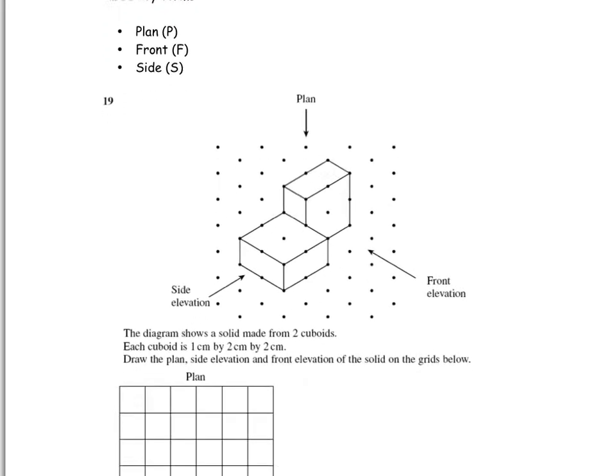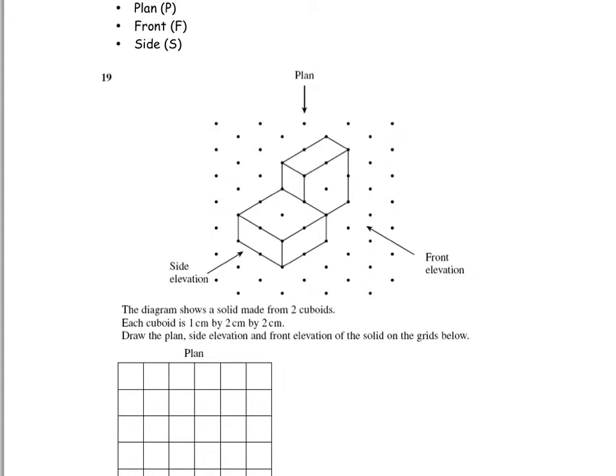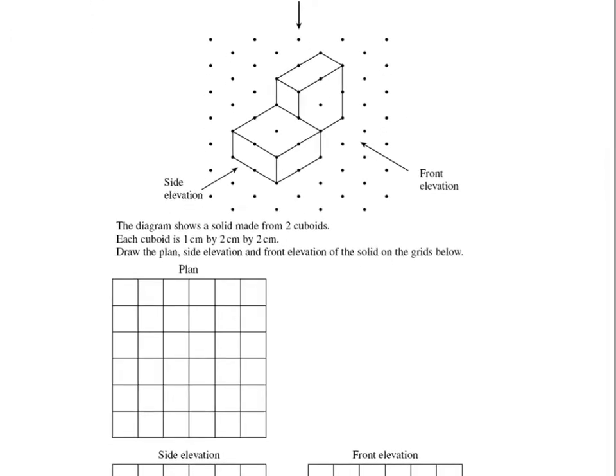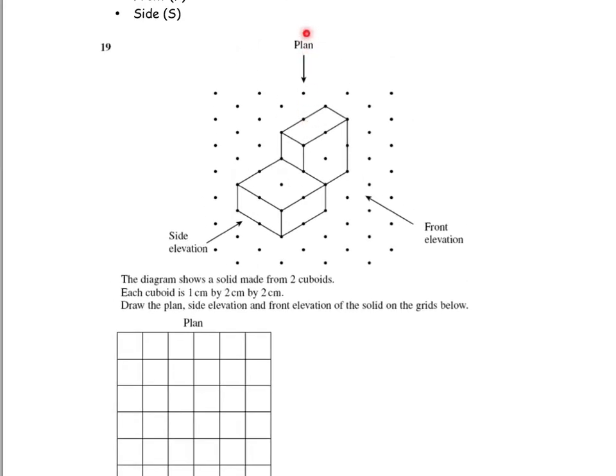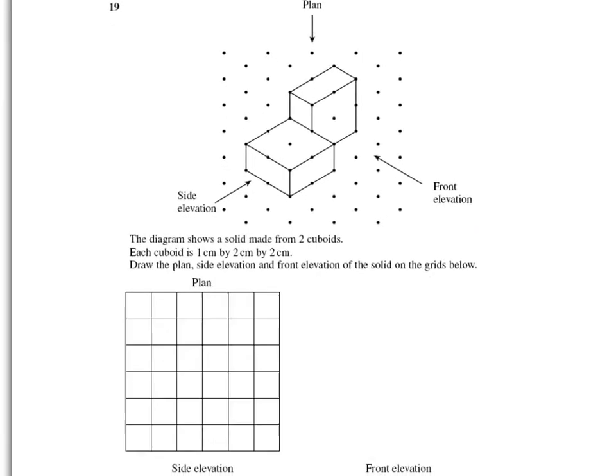So if we look at this question here, we've got this shape and we're told that the plan is looking directly down. We're told that the front elevation or the front view is looking this way, and we're told that the side is looking in this direction. And what we're told to do is use these 1 cm square pieces of paper to draw the view of this shape from each angle. So firstly we're asked to draw the plan view, which remember is looking directly downwards. So it doesn't matter which way around you draw the shape, providing you have the right sections drawn.